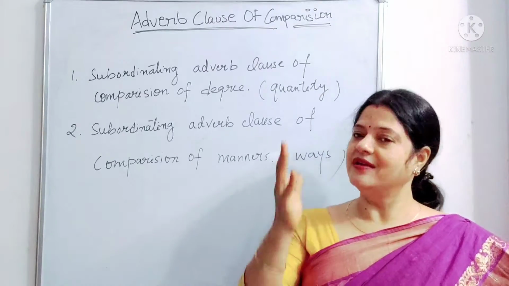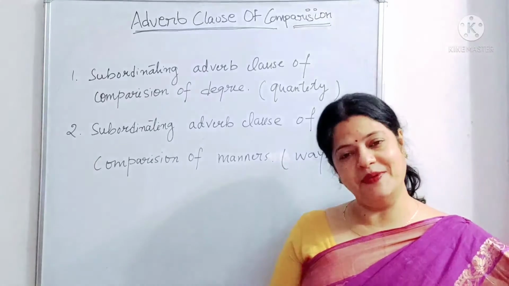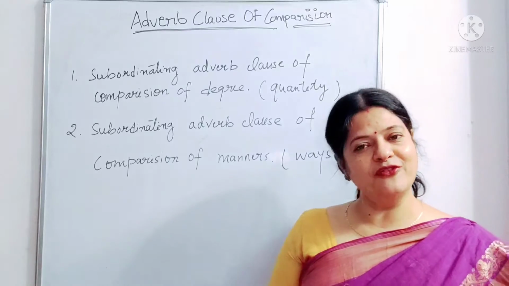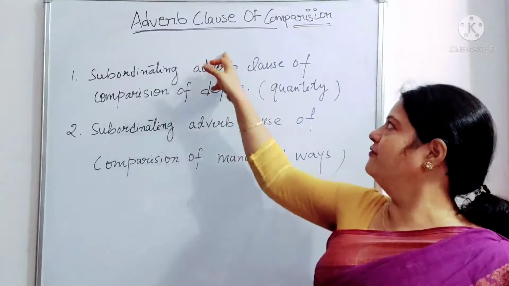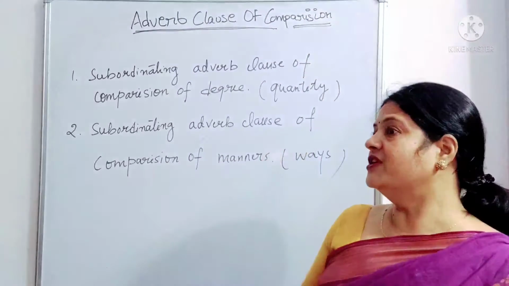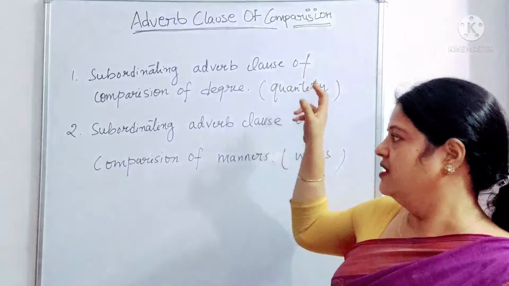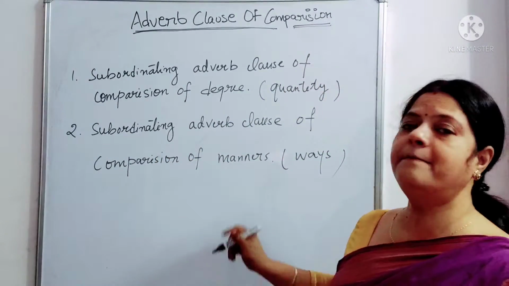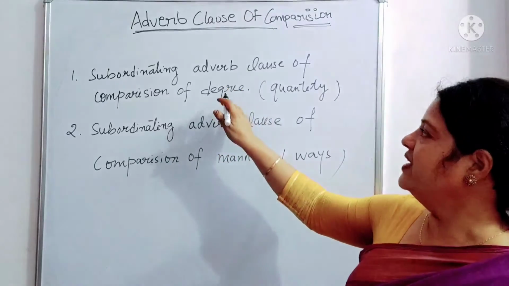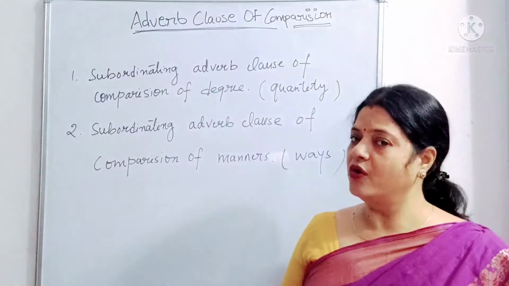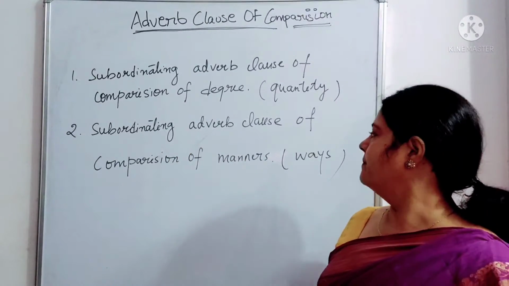Okay? Now watch my previous videos where I have taught about adverb clause of place, time, condition, and purpose. Today I'm going to teach you adverb clause of comparison, which is divided into two parts. First is subordinating adverb clause of comparison of degree, which means quantity. Second is subordinating adverb clause of comparison of manners, which means ways. Today we will know about comparison of degree or quantity, and in my next video we will learn about comparison of manners.